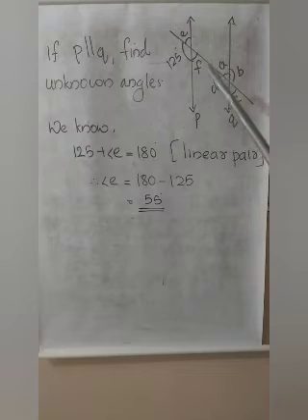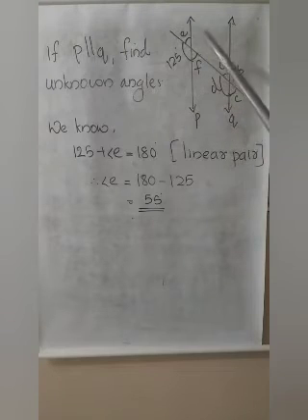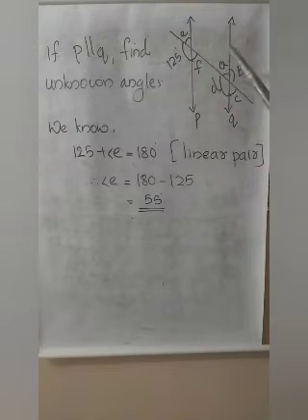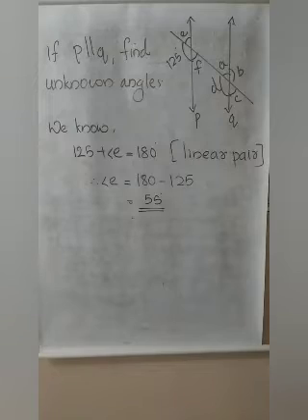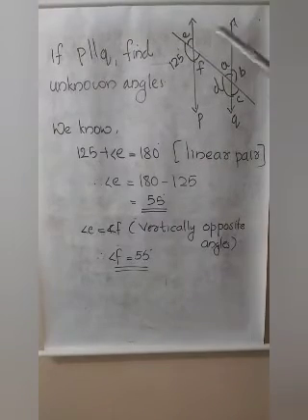Or in other sense, if you're finding 125 plus F is what? 180 degree, a linear pair. Any reason you can find. Here we are getting angle F is equal to 55 degree. So we found the value of angle E and F.